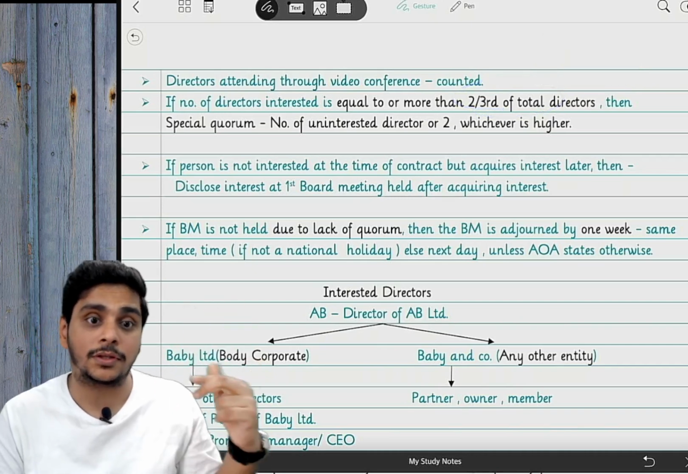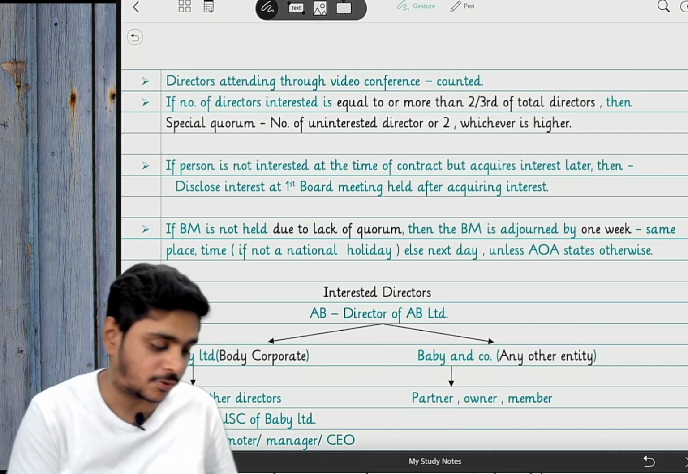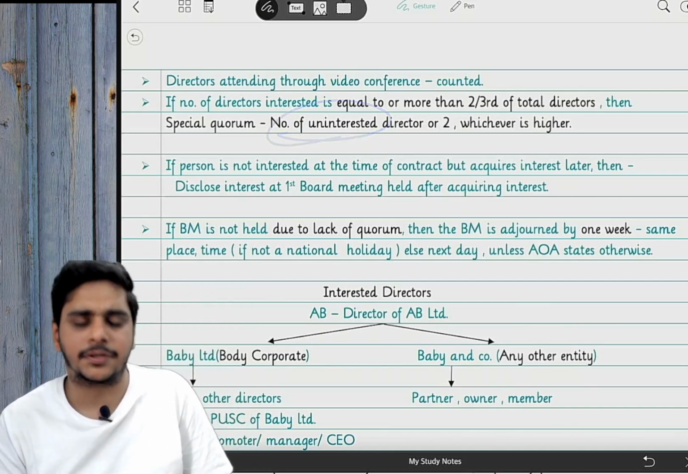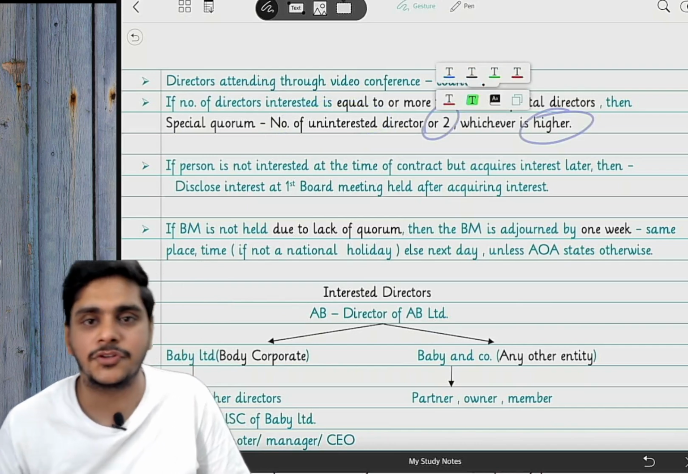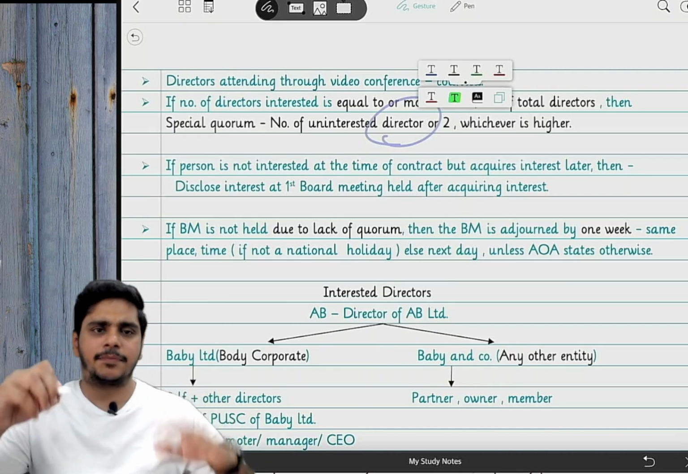My normal quorum was 1/3 or 2, whichever is higher. I will not have that. I will have special quorum. How will I get special quorum? Number of uninterested directors or 2 directors, whichever is higher. Let me just calculate for you.